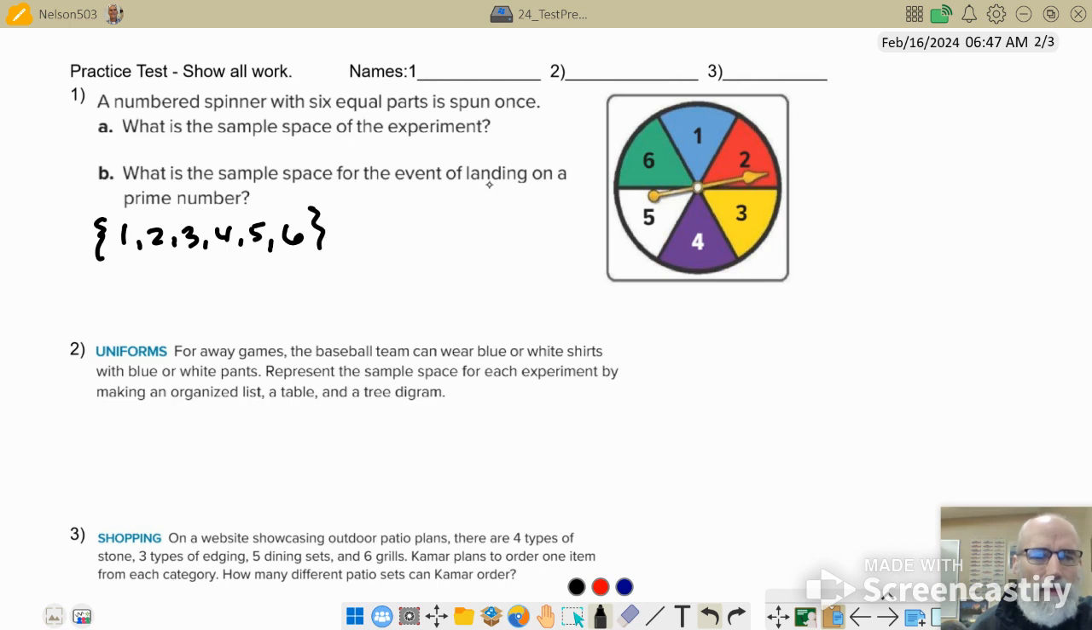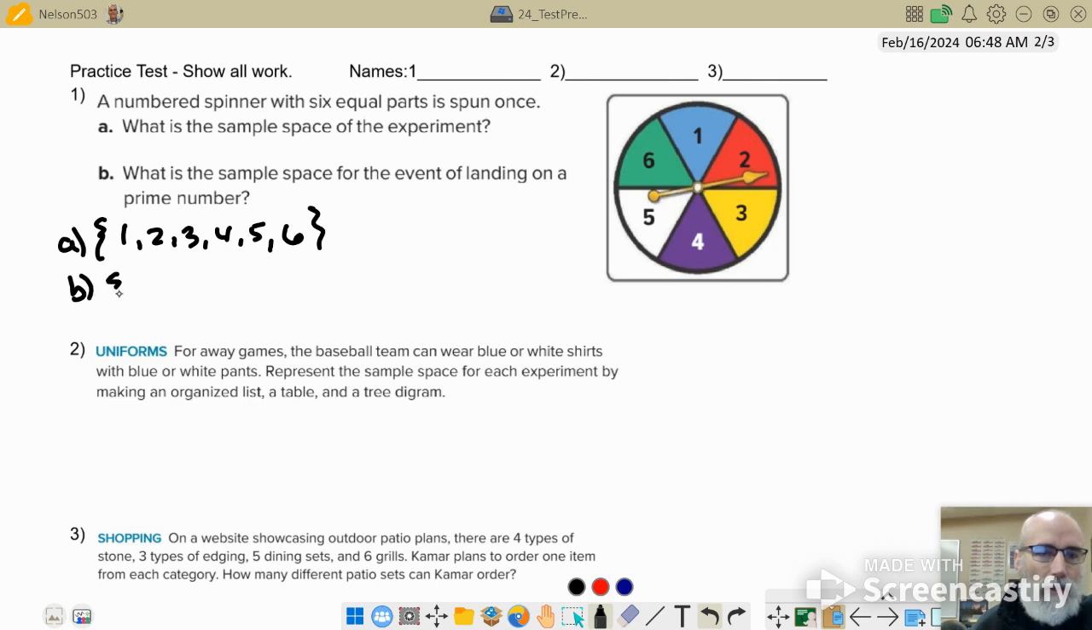The event is landing on a prime number. 1, you can't count as a prime number, even though it's divisible by itself and 1, which is kind of the definition of prime. For some reason, they don't include 1. So 2 is only divisible by itself and 1. 3 is divisible by itself and 1, no other factors. 4 is divisible by 2, so it's not prime. Right? So this is the answer for part A.